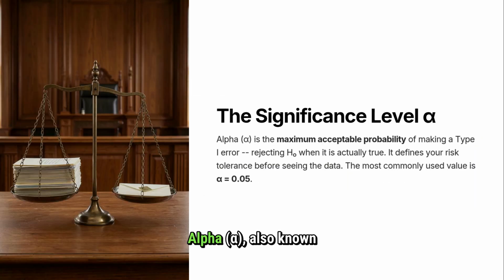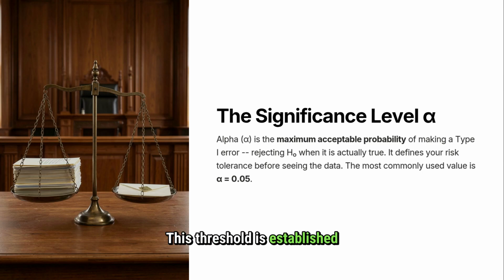Alpha, also known as the significance level, represents the maximum acceptable risk of making a type 1 error, which occurs when we incorrectly reject a true null hypothesis. In simple terms, it defines how much evidence is required before concluding that a difference or effect is statistically significant. The most commonly used significance level is alpha equals 0.05, meaning we accept a 5% risk of concluding that a difference exists when it actually does not.